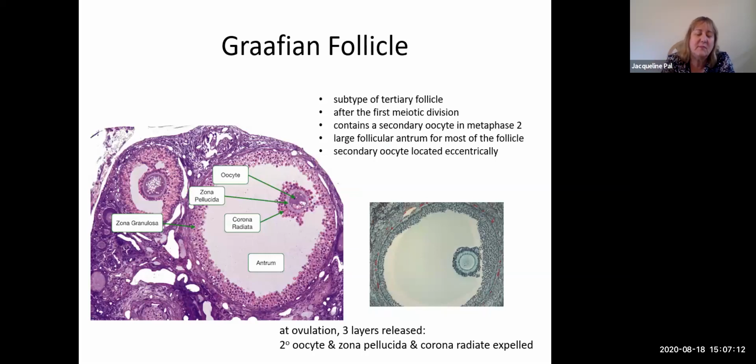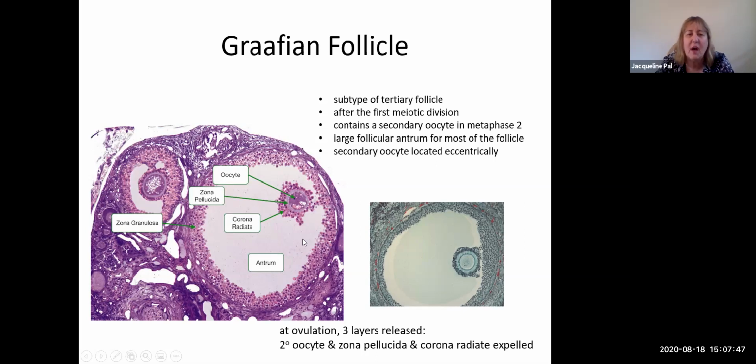So that brings me to something called the Graafian follicle, which is a subtype of the tertiary follicle. It's the tertiary follicle that's actually going to be ovulating. It is the one that has completed meiosis 1 and now is in metaphase 2 with a secondary oocyte. So we have this huge follicular antrum, which accounts for like 95% of this follicle. And you can see it's really eroded through a lot of the ovarian tissue, but it still has to kind of work its way through that.